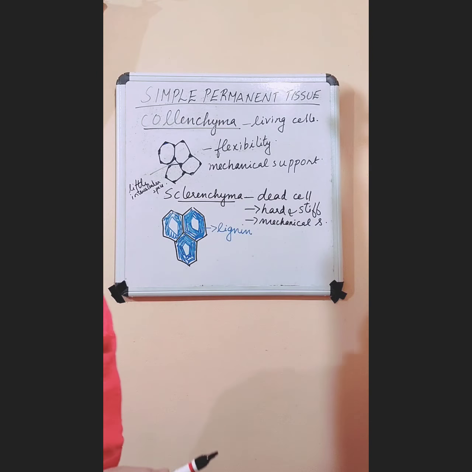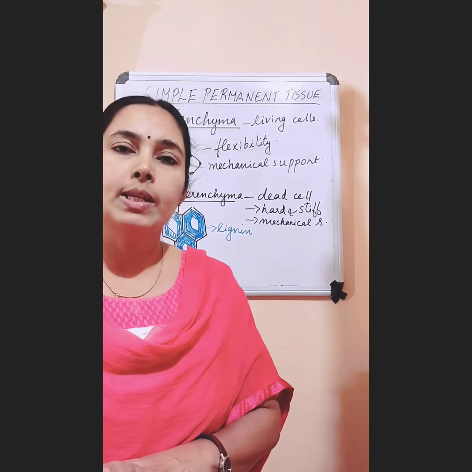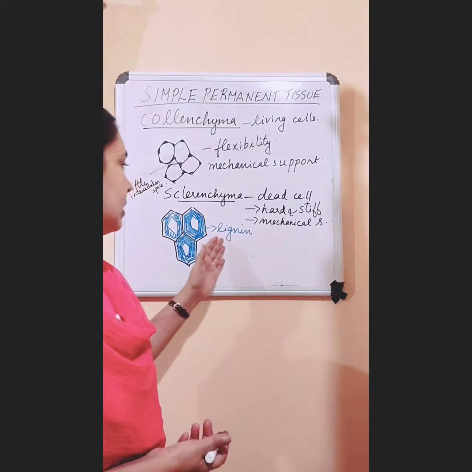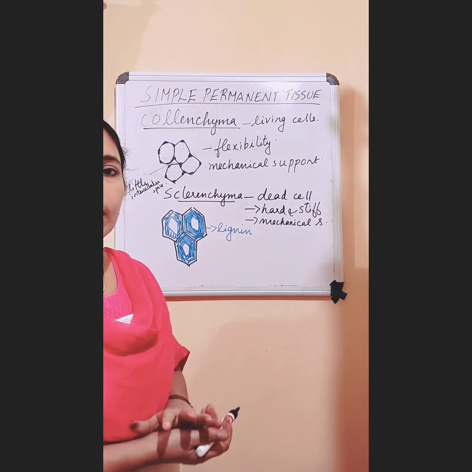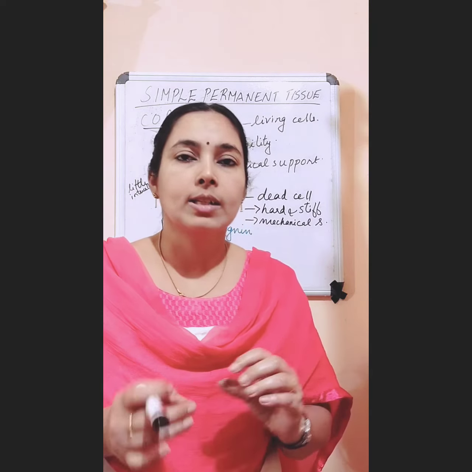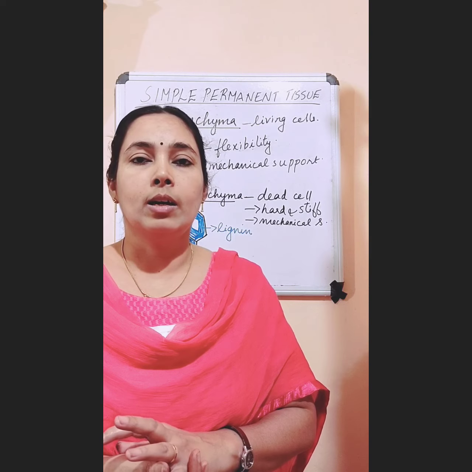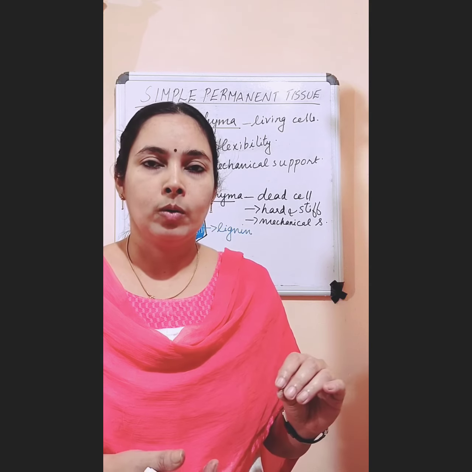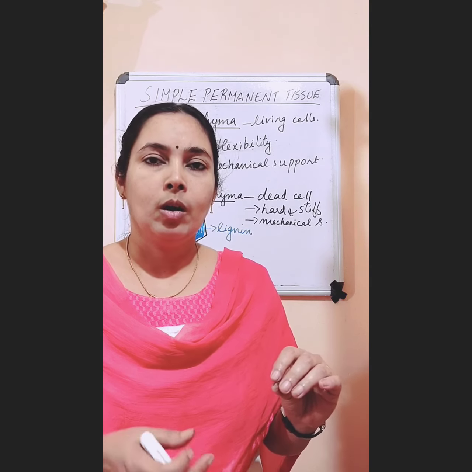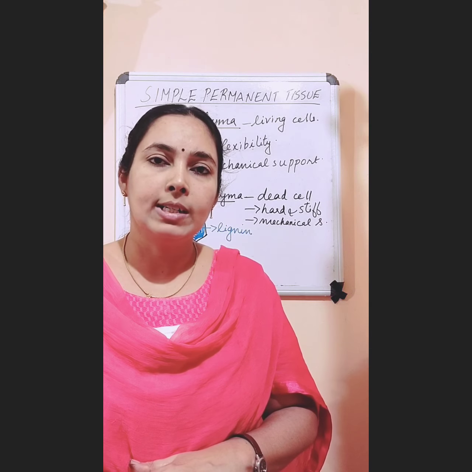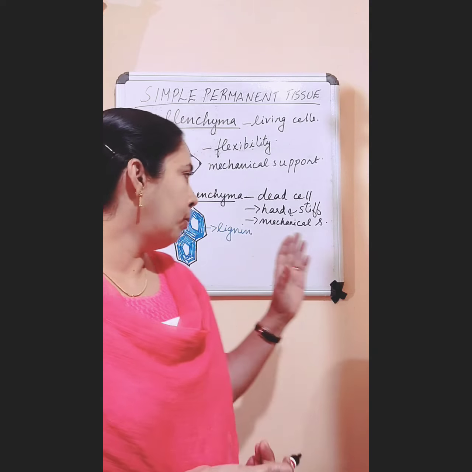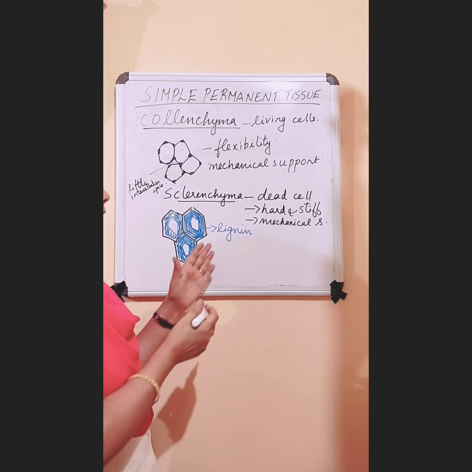Lignin is a substance like cement, so it is very hard. For example, coconut fiber. It is very strong. We can't break even one fiber. It is very hard. The coconut fiber is made up of these sclerenchyma cells. So it is made up of dead cells and it is uniformly thickened by a substance called lignin.